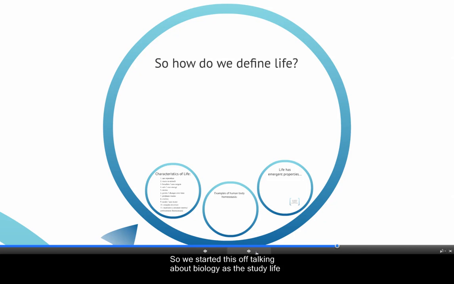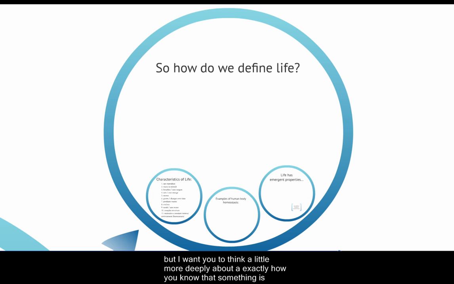So we started this off talking about biology as the study of life and talking about the biodiversity on the planet. But I want to step back and have a quick philosophical conversation about how we define life in the first place. And I would hazard a guess that most of you right now are rolling your eyes and thinking, well, I know what living things are. I can walk up to a rock or a tree and tell whether it's living or not. I want you to think a little more deeply about exactly how you know that something's living or not living.